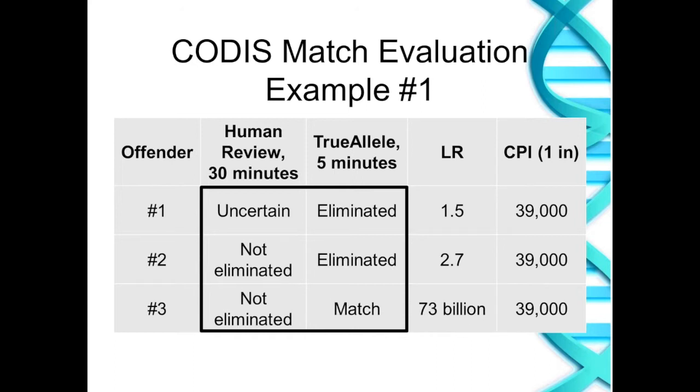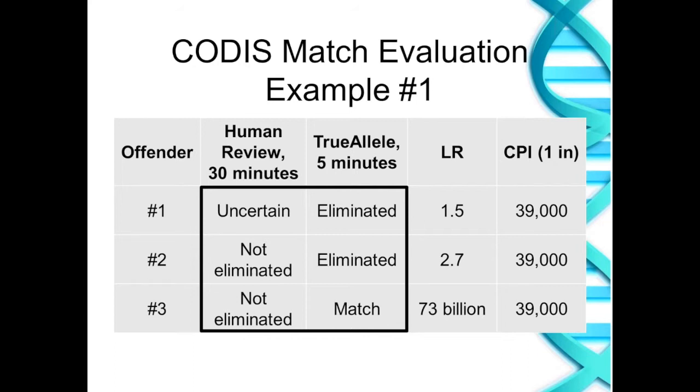But I'll direct your attention here. So what you can see is that after 30 minutes of human review, the human reviewer could not eliminate any of the 3 offenders, right? 1 was uncertain, 2 could not be eliminated. But with 5 minutes of TrueAllele work, the computer was able to eliminate 2 of the offenders and identify a match to the 3rd. And really, when I say 5 minutes of TrueAllele work, that's actually not accurate. The 5 minutes of work was actually spent by the human operator converting the offender profile into a text profile and then importing that into TrueAllele, because the computer had already resolved the mixture. It was just that we had to translate the offender profiles into text.